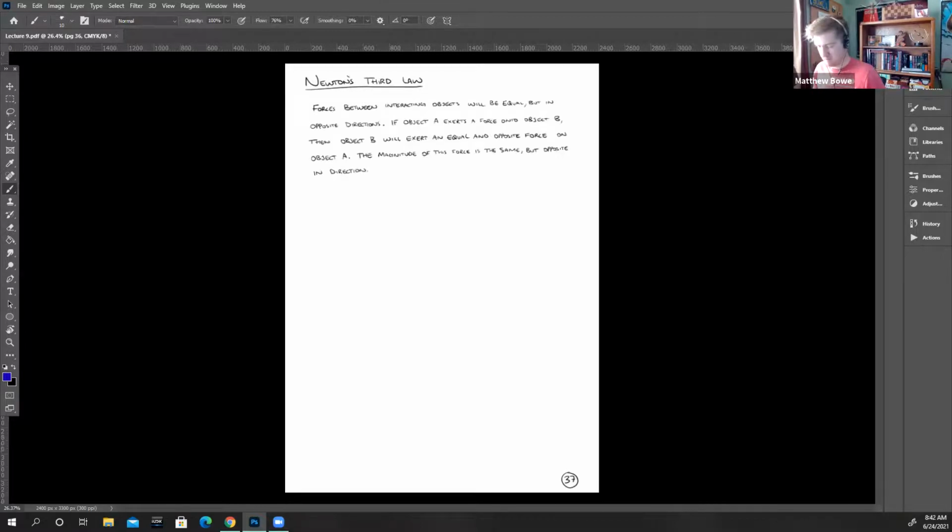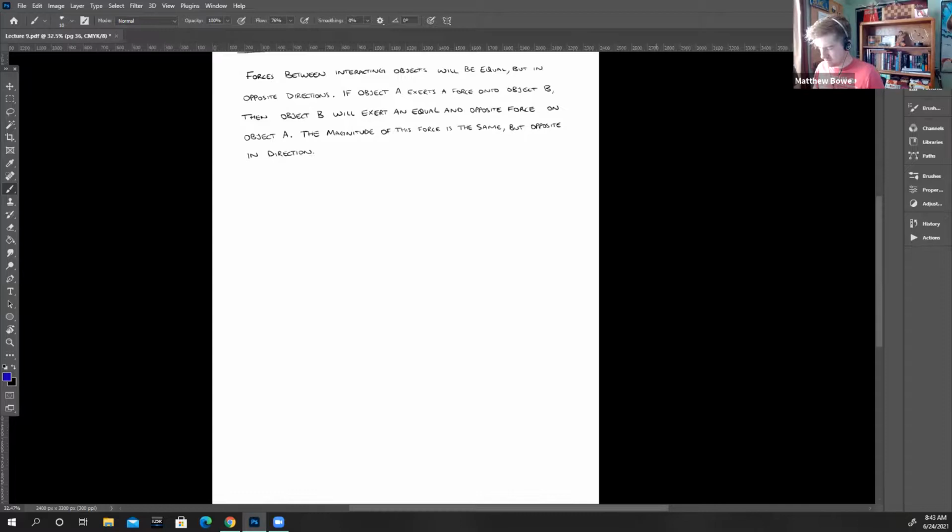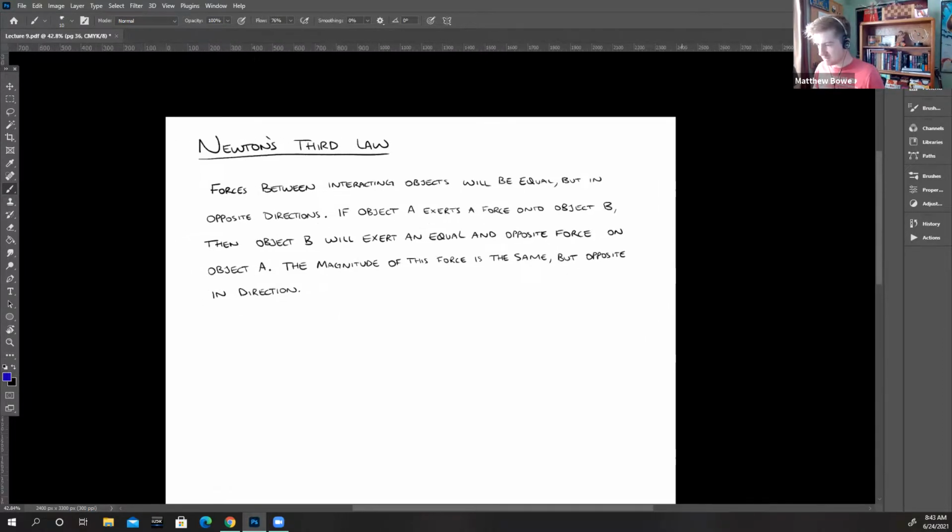Newton's third law basically says that every action has an equal and opposite reaction. I'm sure you may have heard that before. Here it's written a bit more formally. If there is an object A that is exerting a force onto object B, then there's an equal and opposite force, and I mean opposite in direction, from object B onto object A.